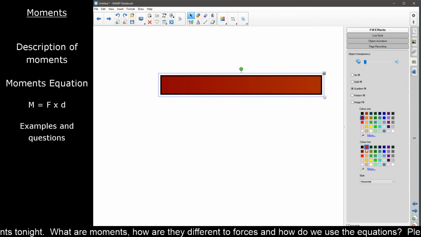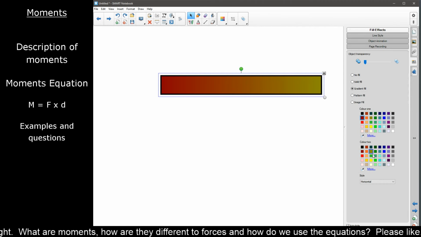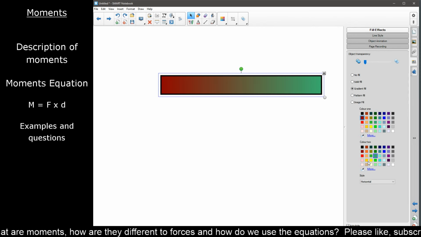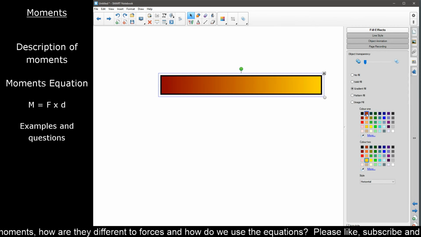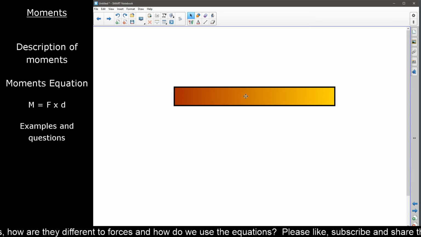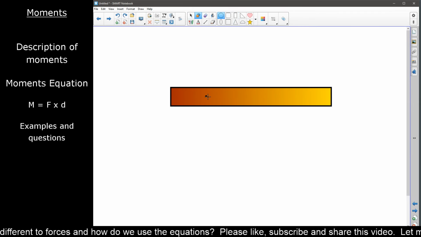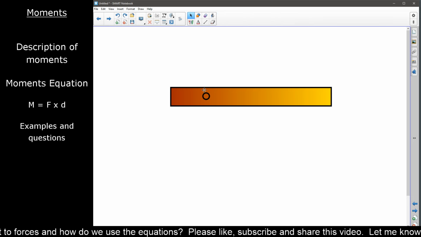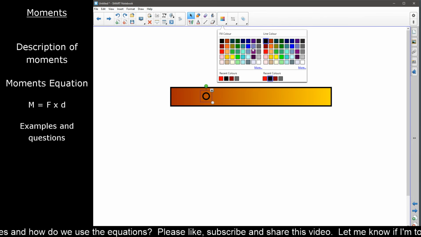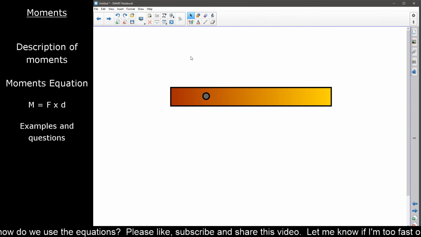Oh, we've used the same color. That doesn't really work. That's horrible. Yeah, it's pretty horrible, but it'll do. There we go. So we've got ourselves a shelf. And let's put a little hole here that we're going to drill into, and we'll put a bolt into that, so fill that in grey.